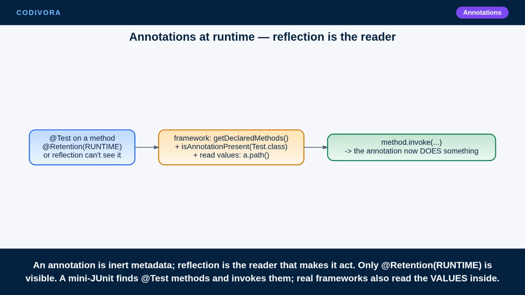Here's a mini JUnit in 3 lines. Loop over getDeclaredMethods. Keep the ones where isAnnotationPresent of Test is true and invoke each. That is how JUnit works. And real frameworks go further. They read the values inside, like getAnnotation of RequestMapping dot path to get the URL. The number 1 custom annotation bug? Forgetting @Retention(RUNTIME), so your framework silently ignores it.